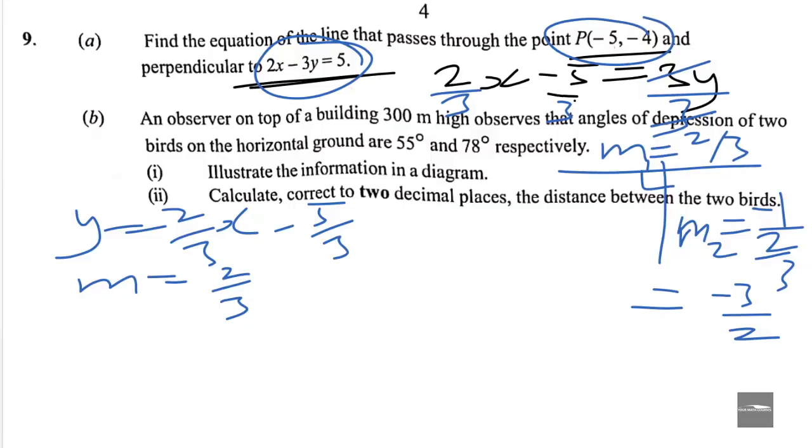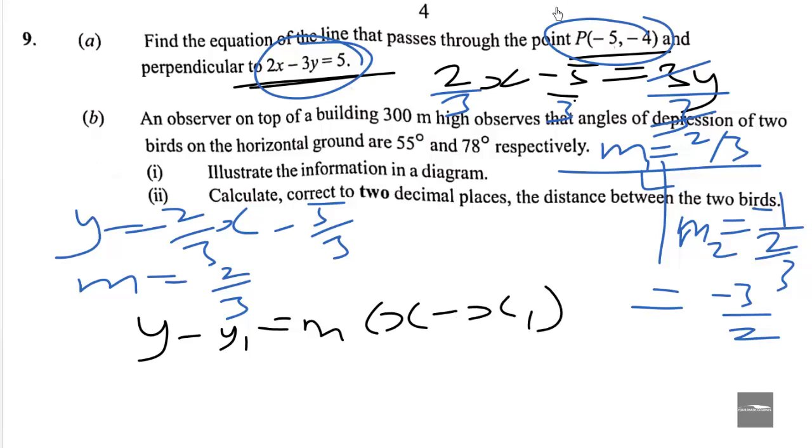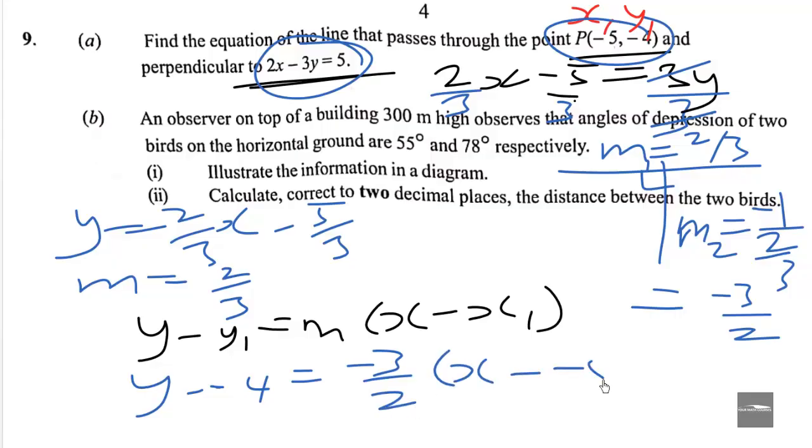And we want our equation, which is given by y minus y1 is equal to m into bracket x minus x1, where our x1 is -5, our y1 is -4. So we have y minus -4 is equal to m, -3 over 2, into bracket x minus x1, -5. So we have y plus 4 is equal to -3 over 2 into bracket x plus 5.